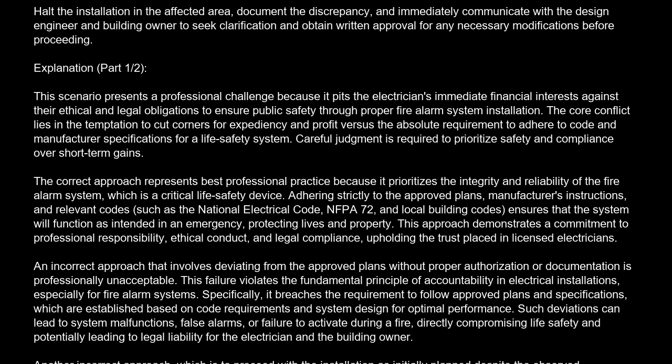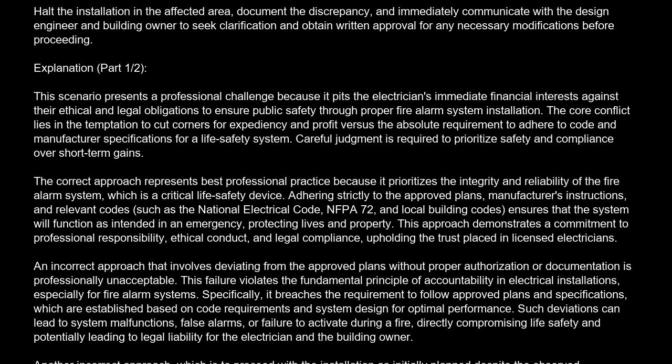The core conflict lies in the temptation to cut corners for expediency and profit versus the absolute requirement to adhere to code and manufacturer specifications for a life safety system. Careful judgment is required to prioritize safety and compliance over short-term gains. The correct approach represents best professional practice because it prioritizes the integrity and reliability of the fire alarm system, which is a critical life safety device.